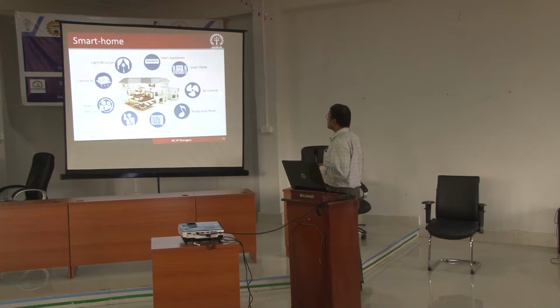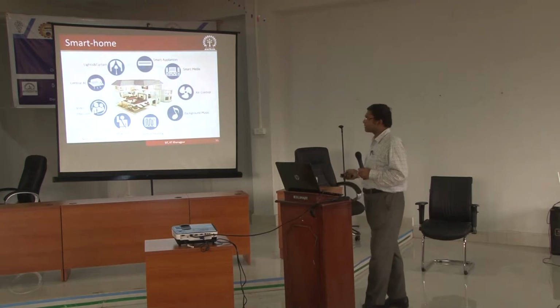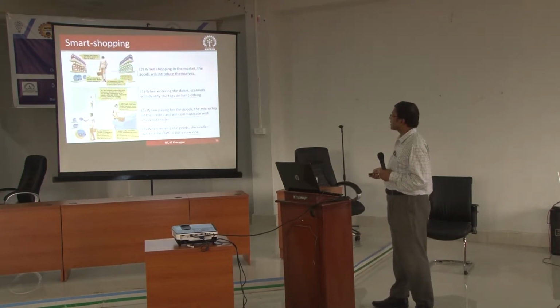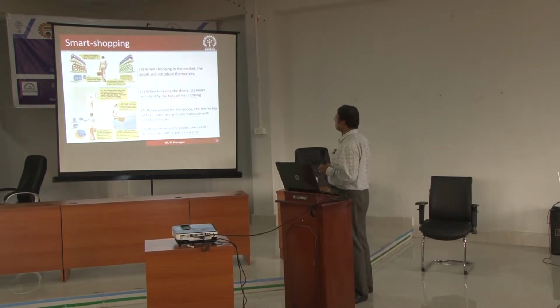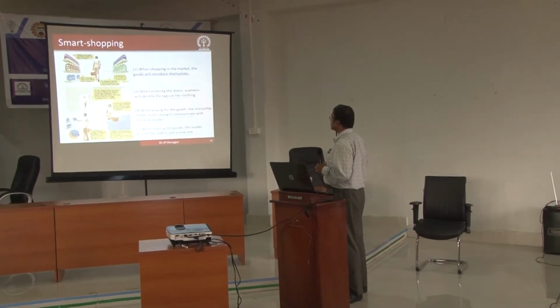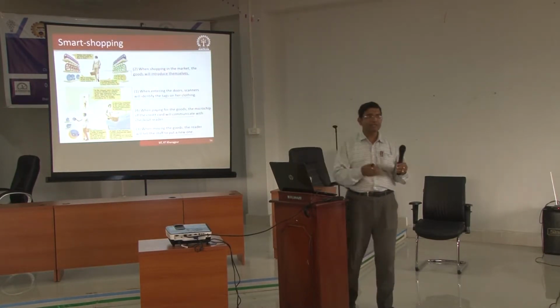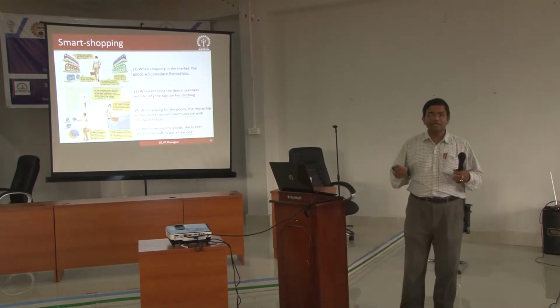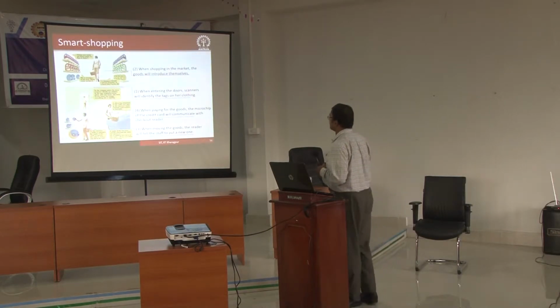So all of these can be made smarter with the adoption of IoT technologies to get smart homes. Similarly, you can have a smart shopping system. When you are entering through the door, the scanners will identify you based on the tags in your clothing. Thereafter, when you are shopping in the market, the goods will introduce themselves. They will tell you, as you pass by, what is available on the shelves, and some metadata will be announced as you pass along.